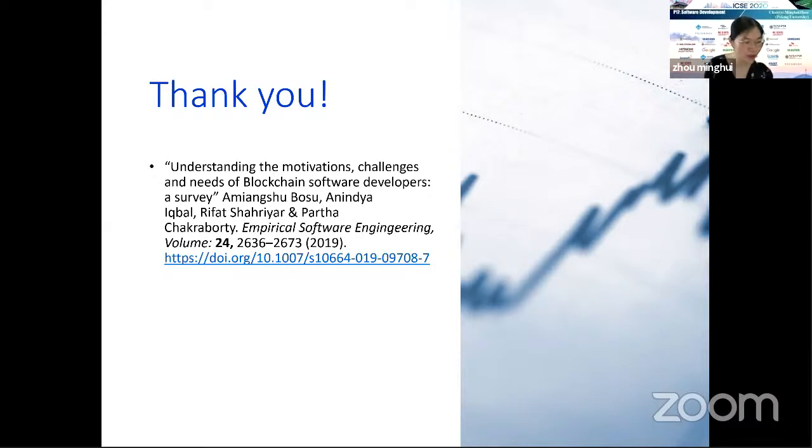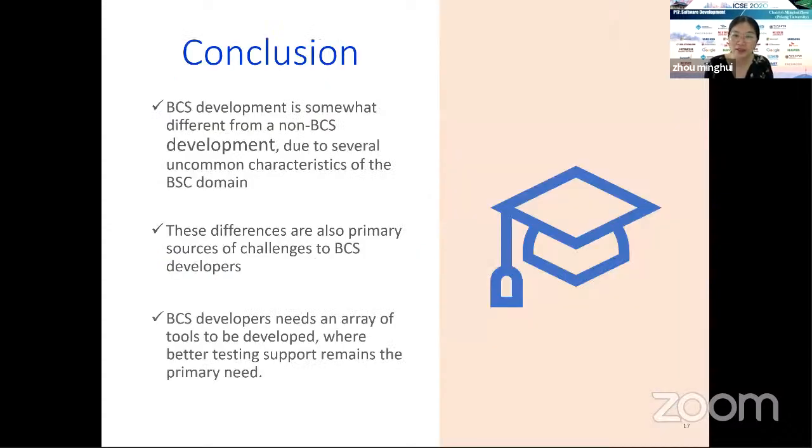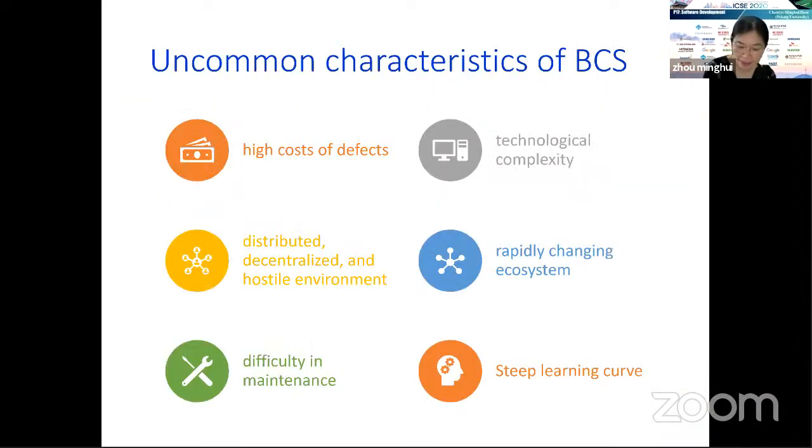I think it's very interesting to look at the differences between blockchain applications and other applications, but the uncommon characteristics you list for blockchain applications, do you think they have similarities with, for example, safety-sensitive applications?